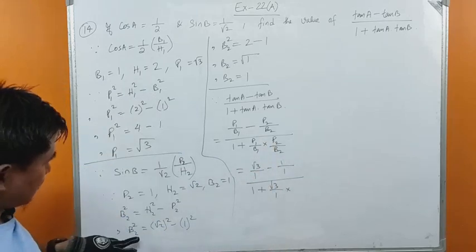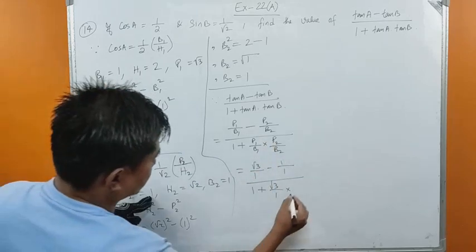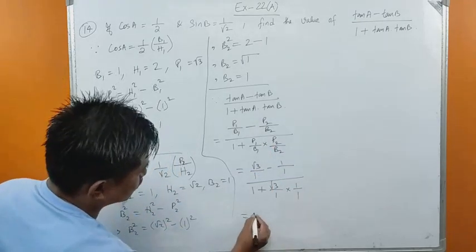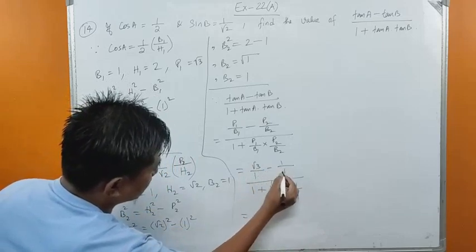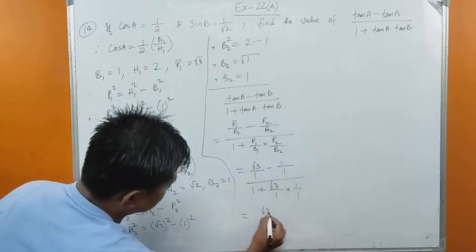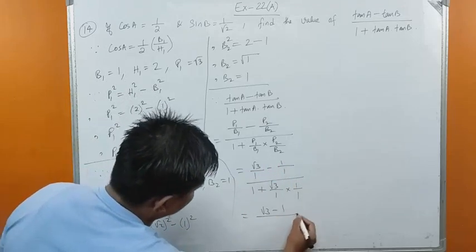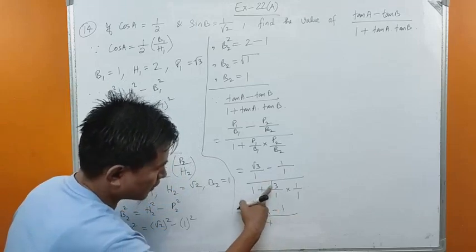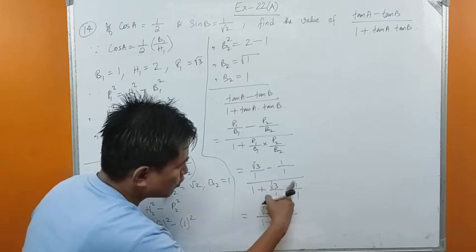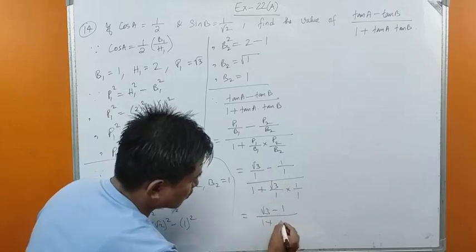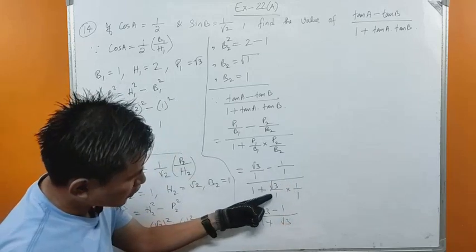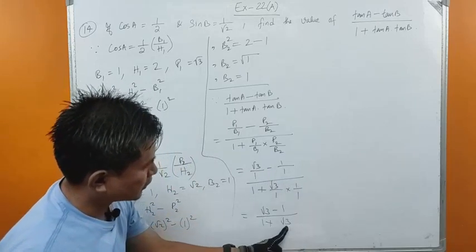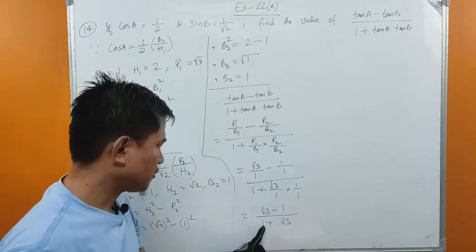What is P2? P2 is 1 upon B2, and B2 is 1. So root 3 upon 1 minus 1 upon 1. Root 3 upon 1 is root 3, minus 1 upon 1 is 1, whole upon 1 plus root 3 upon 1 into 1 upon 1. Root 3 upon 1 means root 3, 1 upon 1 means 1, and root 3 into 1 is root 3. So root 3 minus 1 upon 1 plus root 3.